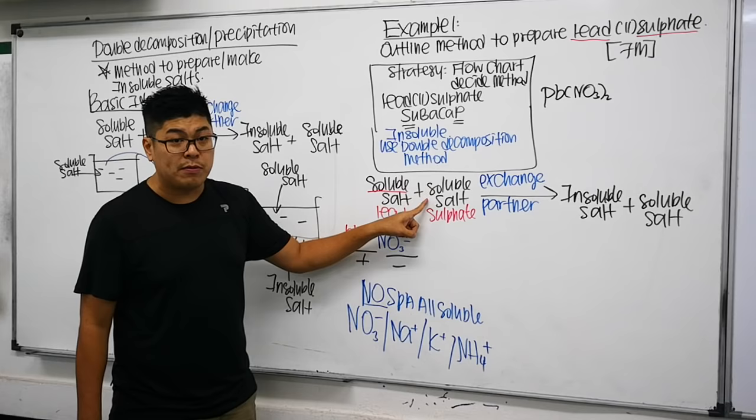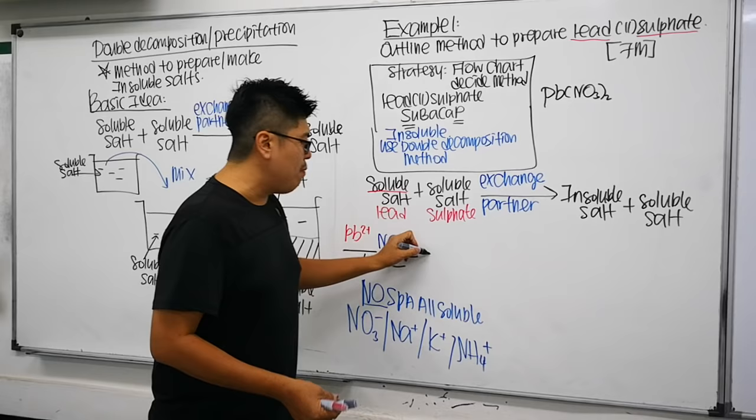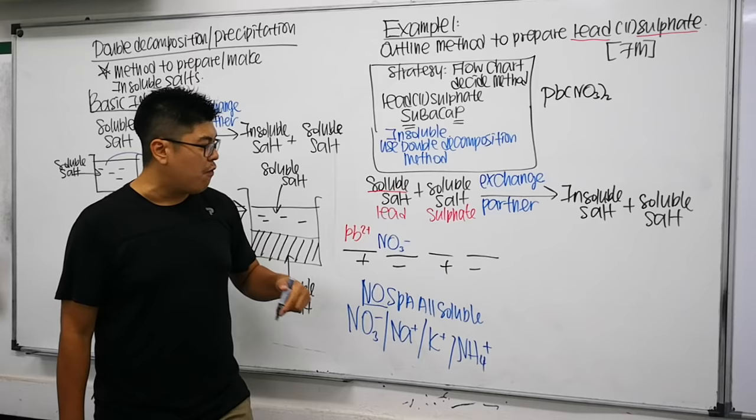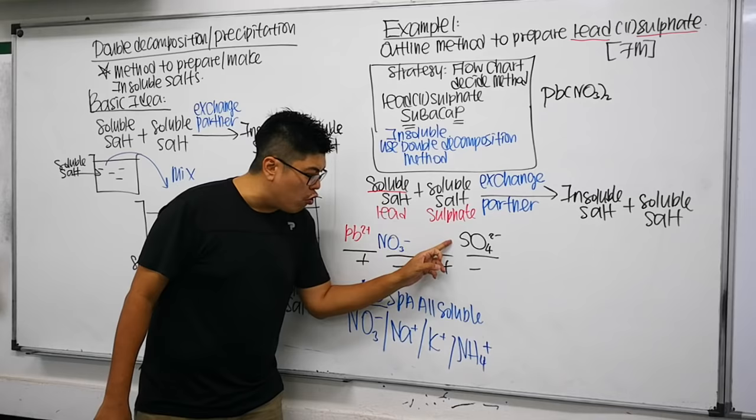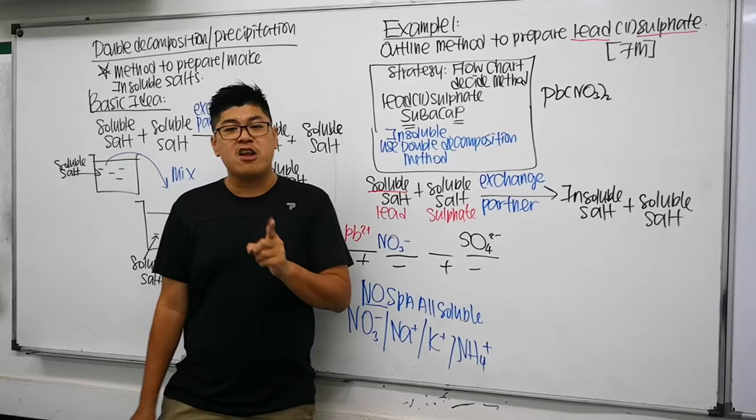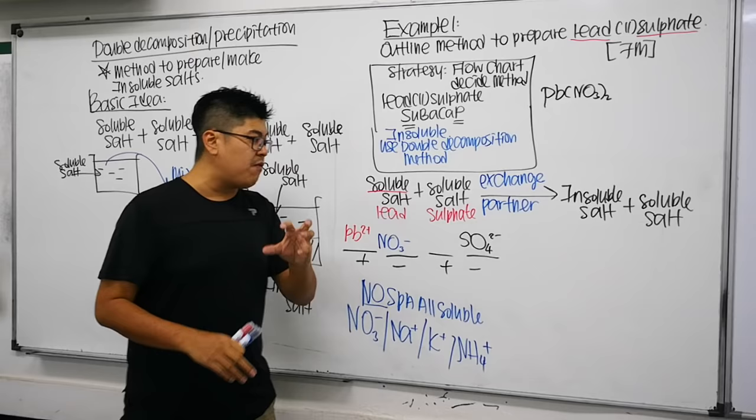Same thing, I know all salts must have plus and minus. And I know the salt must have sulfate, and I know sulfate is SO4 2-. Am I right? So I know the negative ion has to be sulfate, but I don't know what the positive ion is because the question doesn't tell. So now, as usual, you are the one making a decision.